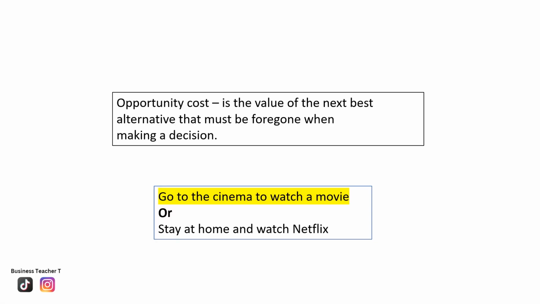Opportunity cost involves evaluating the next best alternative that you give up when making a choice. This concept helps in making informed decisions by considering what is sacrificed when one option is chosen over another.